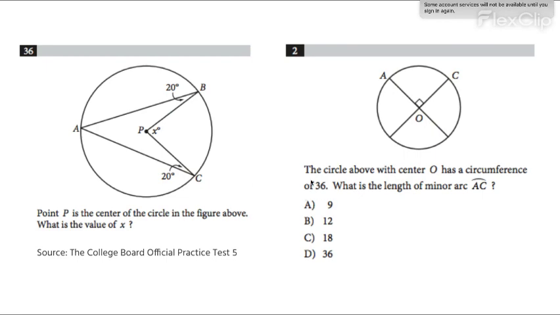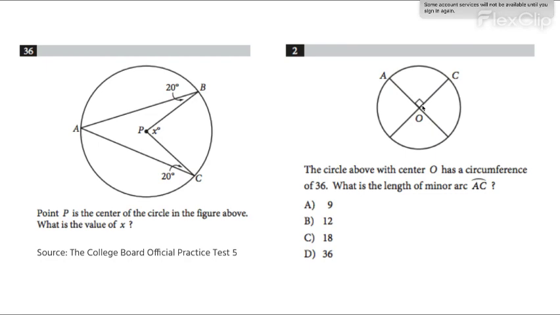All right, the final problem. A circle above with center O has a circumference of 36. What is the length of minor arc AC? Okay, the most important thing here is the fact that there is a right angle here. That means this represents 90 degrees in the circle. And as we saw when we were practicing and learning, the center angle of a circle is directly proportional to the arc length, so AC in this case.